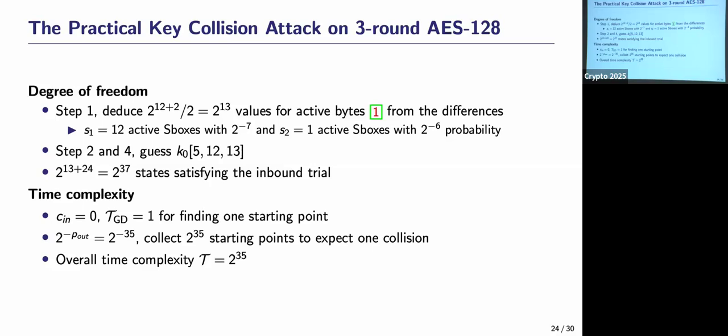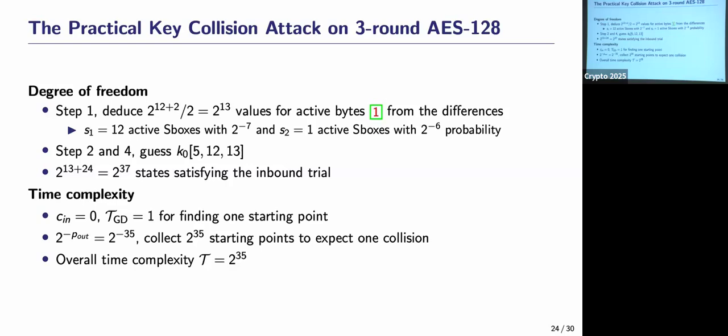In step 1, we deduce the values for active bytes from the input-output difference in the inbound phase. There are 2 to 13 combinations for the 13 active bytes. In step 2 and 4, 3 byte keys are guessed for each combination. Therefore, we expect 2 to 37 states satisfying the inbound trail in total, which act as the starting points for the outbound phase.